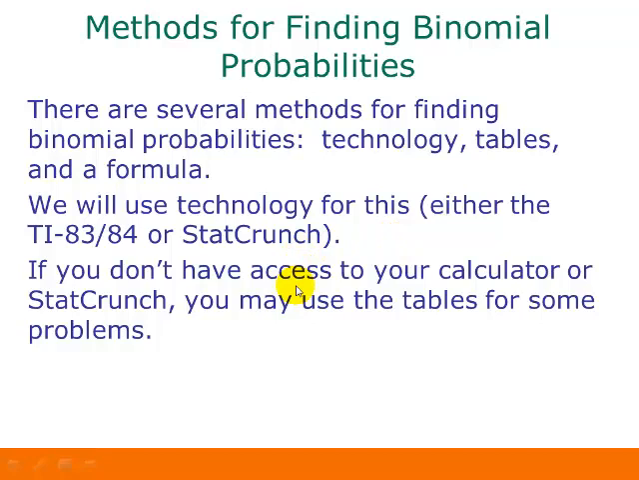Now, if you don't have access to your calculator or StatCrunch, if you're doing homework or a problem somewhere and you don't have access to that, you can use the tables for some problems. You'll find tables for the binomial probabilities in the back of your textbook, or if you are using your ebook, then there's an appendix with all kinds of tables in it, and the binomial probabilities table is one of those.